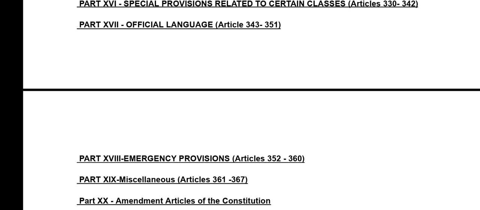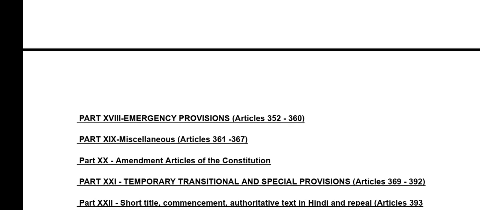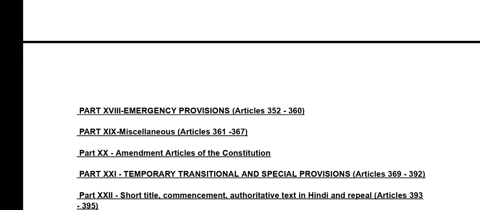Article 308 to 323. Part 14A, the Tribunal. Articles 323A to 323B. Part 15, Election. Article 324 to 329A. Part 16, Special Provisions related to certain classes. Article 330 to 342.